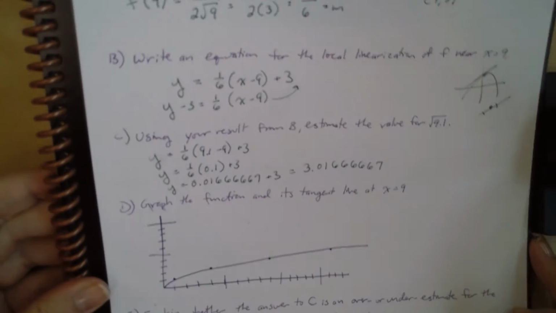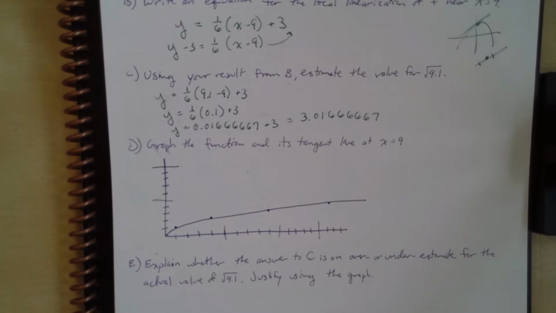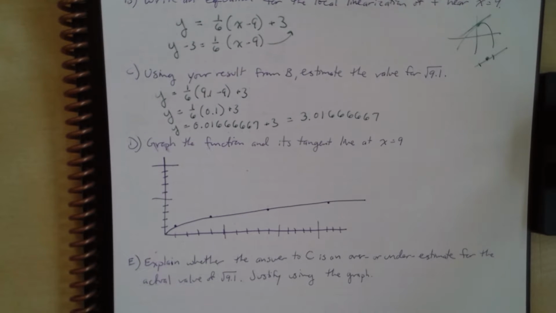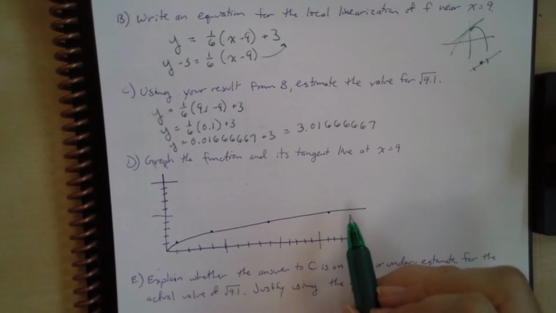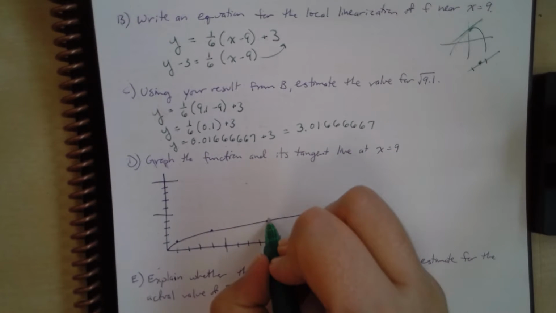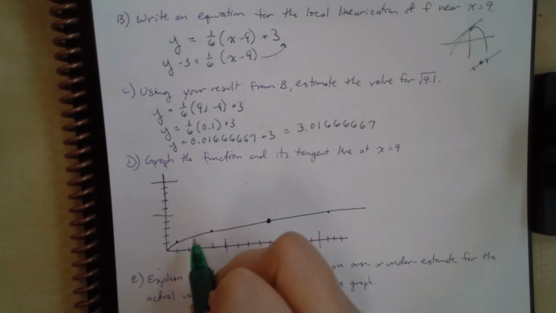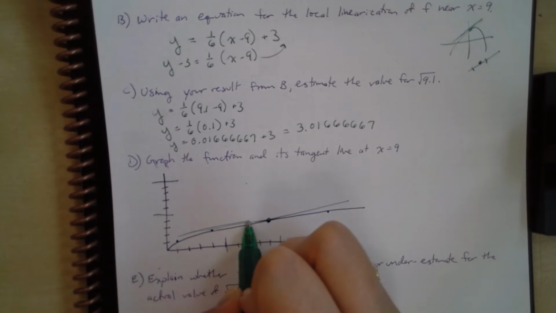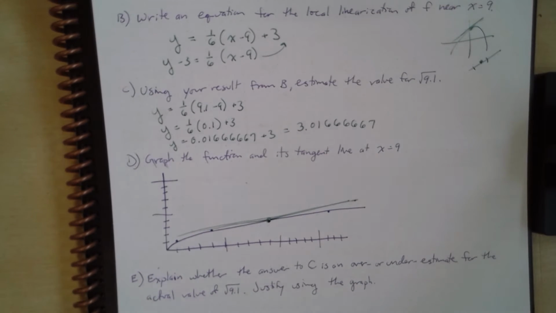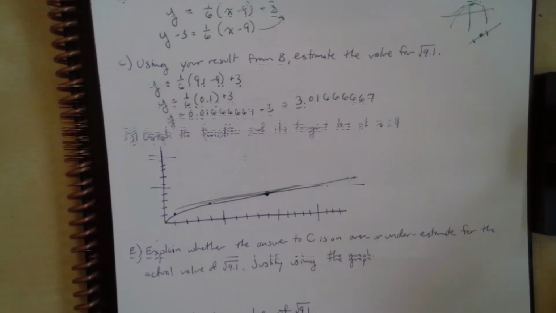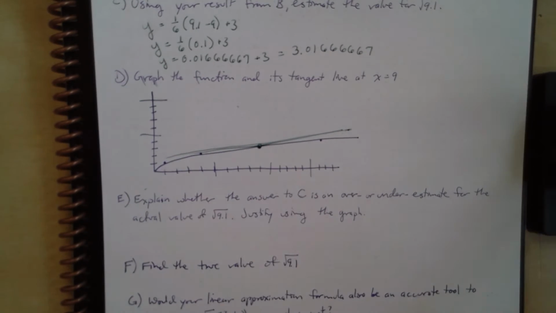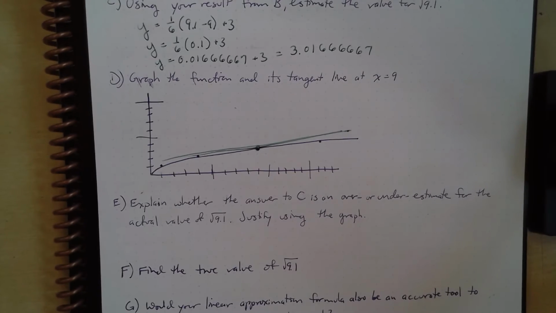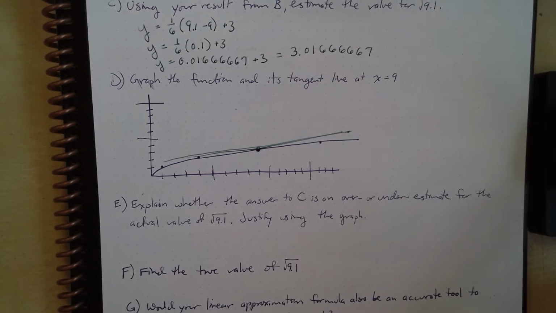All right, so now let's graph this function and its tangent line at x equals 9. Well, I've actually already graphed the function for us, but now I'm going to graph our tangent line. Well, 9 is right here, right? And in order to graph this tangent line, I'm just going to draw something kind of like this. Now, this is really ugly, and I probably should have used a straight edge, but I think you get the idea. And what we need it for is part E here. Explain whether the answer to C is an over or an underestimate for the actual graph of the square root of 9.1, and justify using the graph.